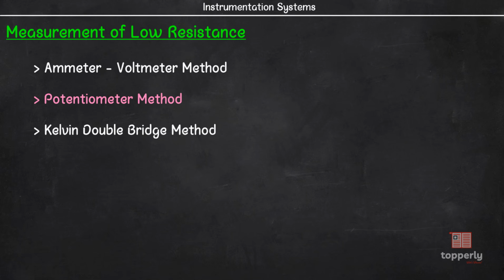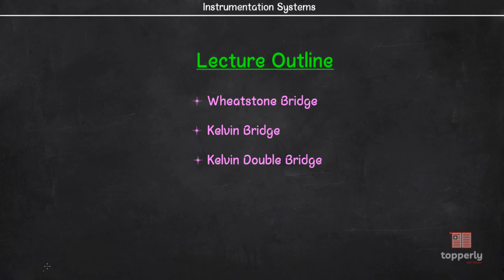In the previous two videos, we were discussing measurement of low resistances and we learned about the ammeter voltmeter method and potentiometer method. So here in this lecture, we will discuss the remaining method, which is the Kelvin double bridge method. So here is the course outline for this lecture.